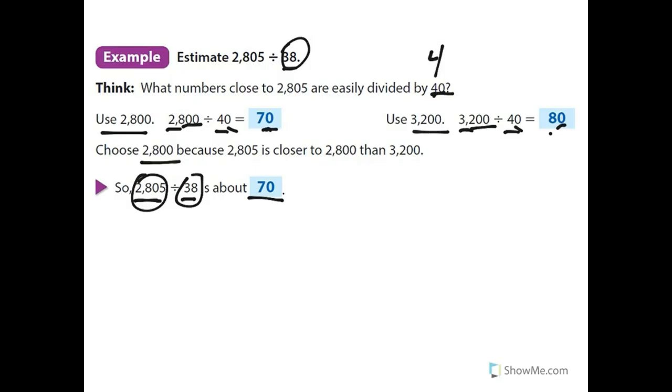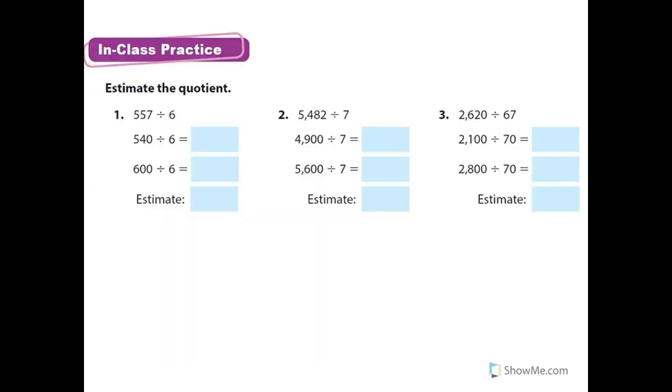All right, so let's do some estimating. So they give us two choices, right? They give us 540 divided by 6. Well, 54 divided by 6 is 9 with a 1 zero. 6 divided by 6 is 1 with 2 zeros. Well, what's closer, 540 or 600? Yeah, this one is. So we're going to say 90.